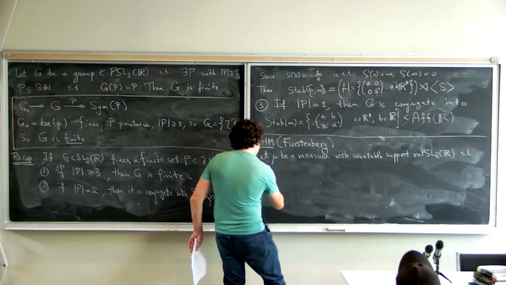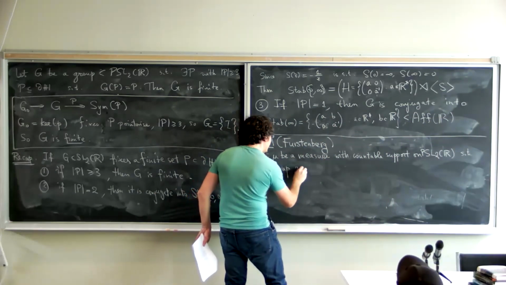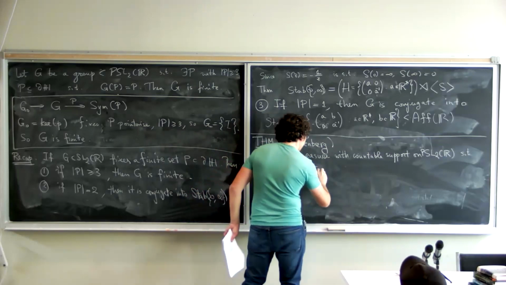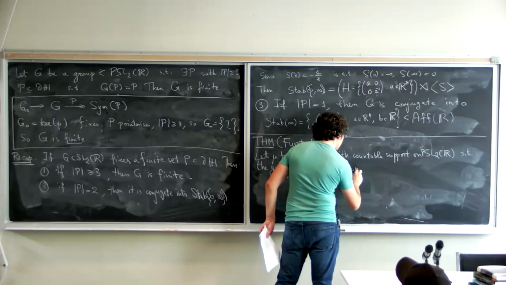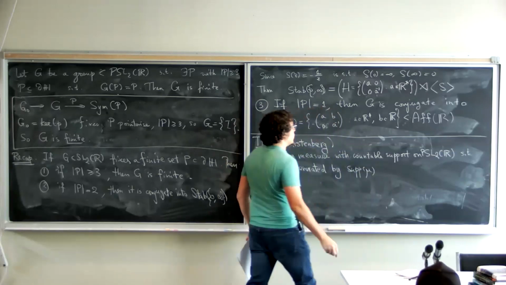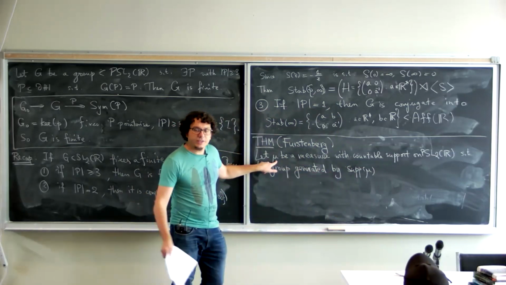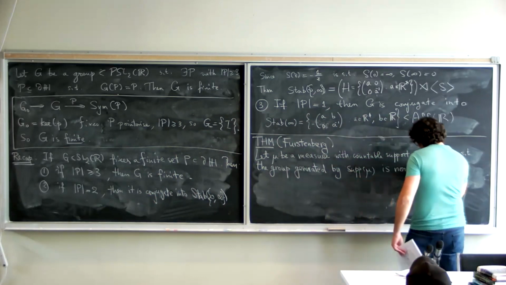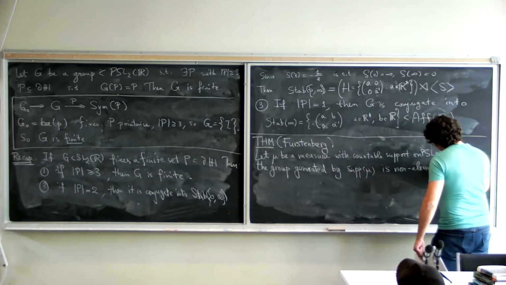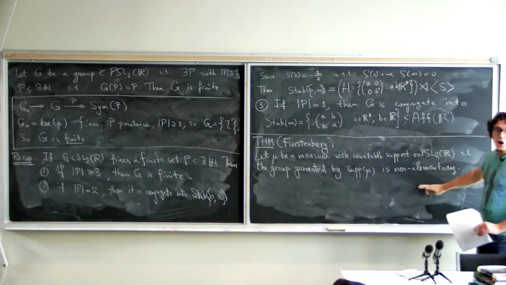The group generated by the support of mu. So what is the support of mu? It's just the elements that have non-zero weight. Suppose this group is non-elementary. And this is the only assumption.